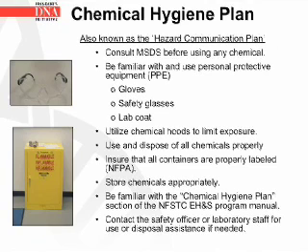Now let's go over the chemical hygiene plan. This is also known as the Hazard Communication Plan. Consult the MSDS before using any chemical. Be familiar with and use personal protective equipment, the PPEs, for example gloves, safety glasses, and lab coats. Utilize chemical hoods to limit exposure. Use and dispose of all chemicals properly. Ensure that all containers are properly labeled, for example with the NFPA labeling. Store chemicals appropriately. Be familiar with the Chemical Hygiene Plan section of the NFSTC's EH&S Program Manual, and contact the safety officer or laboratory staff for use or disposal assistance if needed.